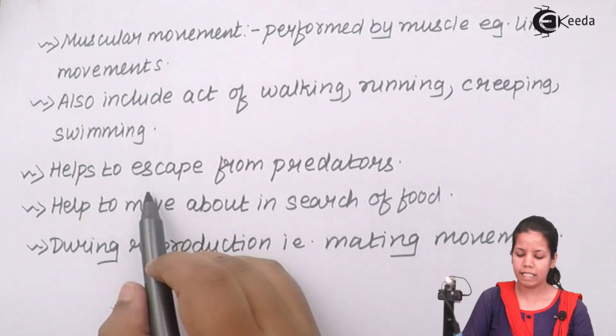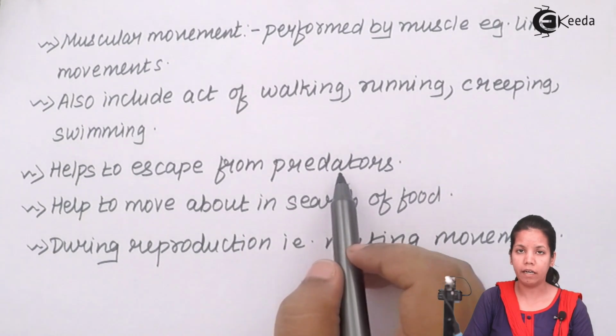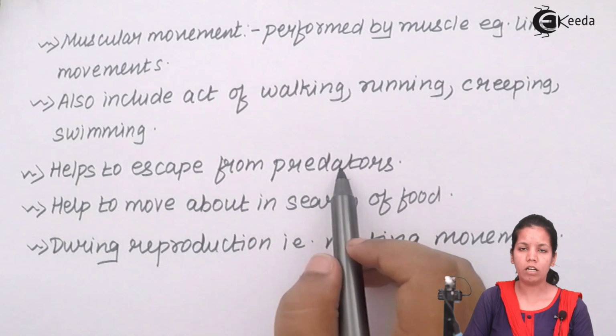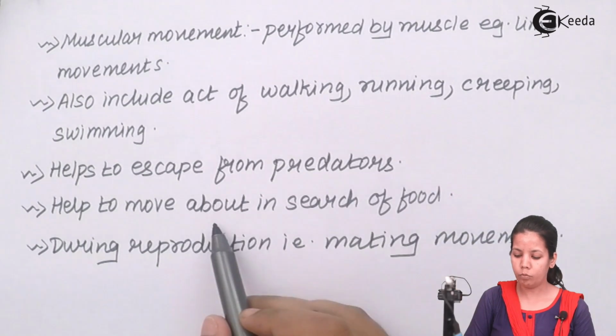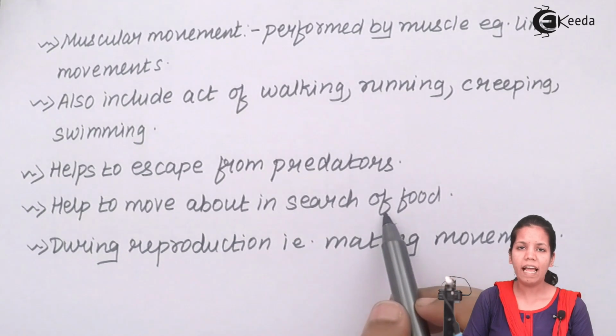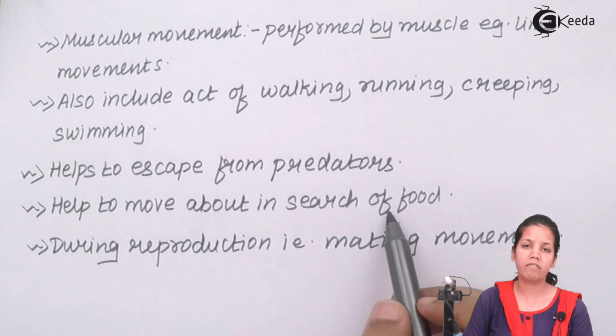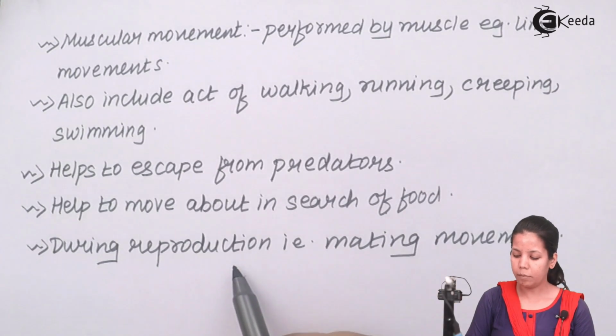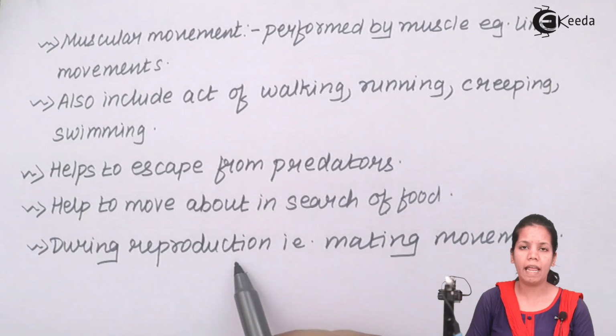Now, locomotion basically helps to escape from predators. If you observe in a jungle, a deer can preserve itself or escape from a tiger just with the help of its feet by running away. It helps to move about in search of food. Any animal in a jungle or in sanctuaries, whenever they are searching for food, locomotion is what helps them reach different destinations. During reproduction, in the movement of sperm and egg, locomotory motions help.